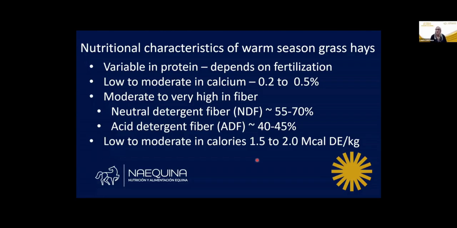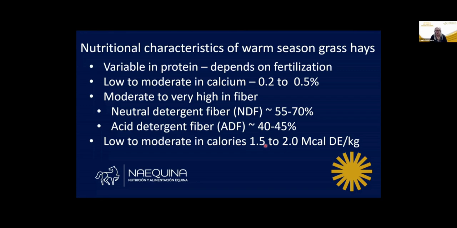However, the acid detergent fiber content is a little less variable, and that is because the difference between the neutral detergent fiber and the acid detergent fiber is actually hemicellulose. And so they tend to have a little more hemicellulose than perhaps some of the cool season grasses might have. And hemicellulose is a little bit more digestible than cellulose, so it actually sort of evens out the effect of increased NDF on the digestibility.